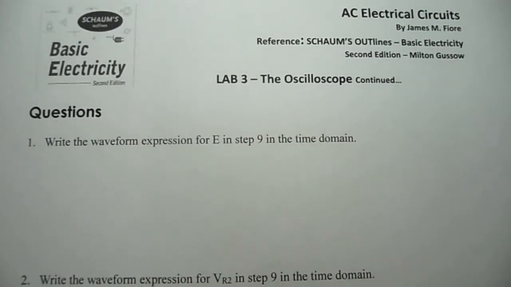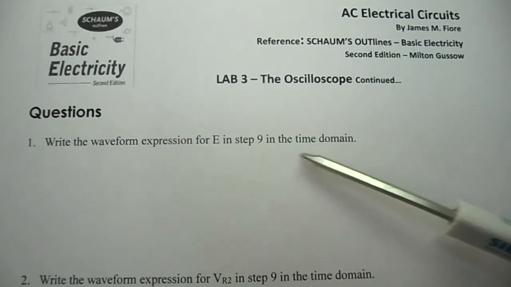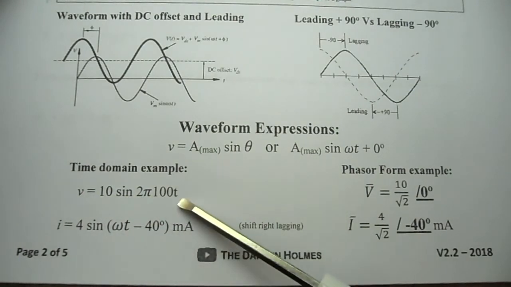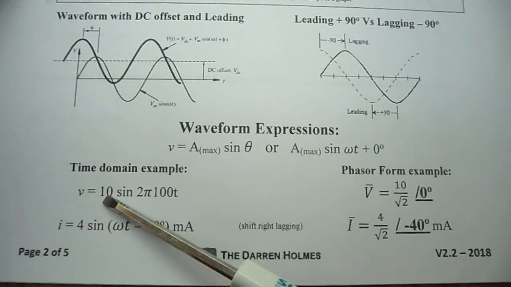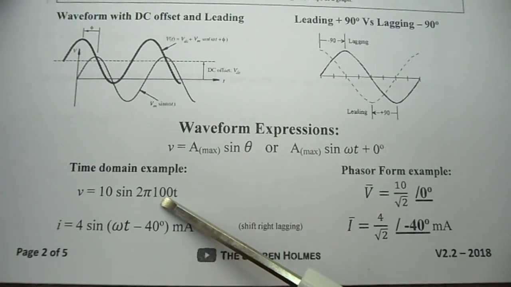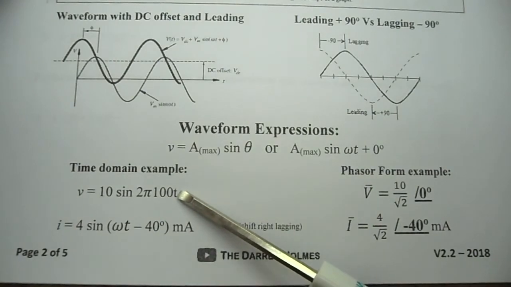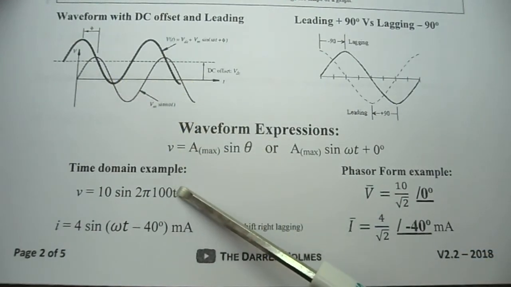So on the last page of the lab, I have four questions for you to answer. Basically, I just want you to write the waveform expression. So for the first one, it's the waveform expression for E in step number 9, and we want it in the time domain format. So just reviewing back on lab number two, we have our time domain examples here. So basically it's just the peak voltage, not the peak-to-peak voltage, it's the peak voltage sine 2 pi f, because that's omega, and omega equals 2 pi f. And the t, right, is just the time on the waveform. So we don't actually fill in the t value.